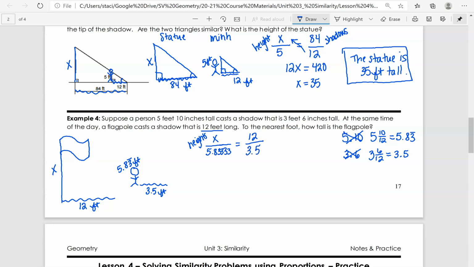And so when I set this up and cross multiply, I would have 3.5x equals 12 times 5.8, and like I said, I'm going to do a bunch of threes in my calculator so I can make my answer as precise as possible. And when I do that, I get 69.9999999 repeating. That's enough to say that it would be okay for me just to round that up to 70. And then if I divide both sides by 3.5, I get that x is 20. And so what does this mean? It means that the flagpole is 20 feet tall.